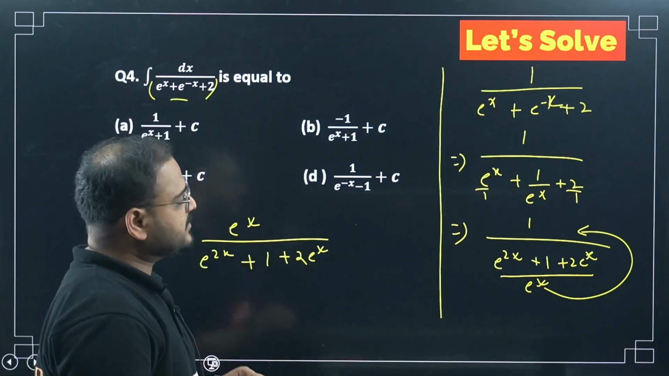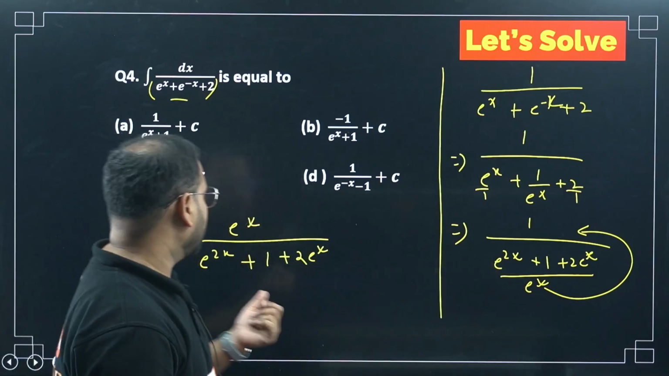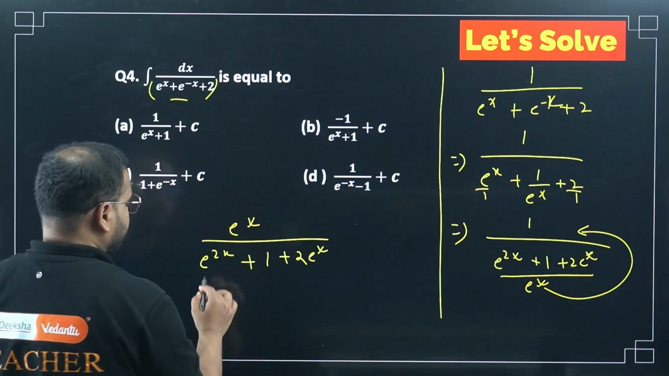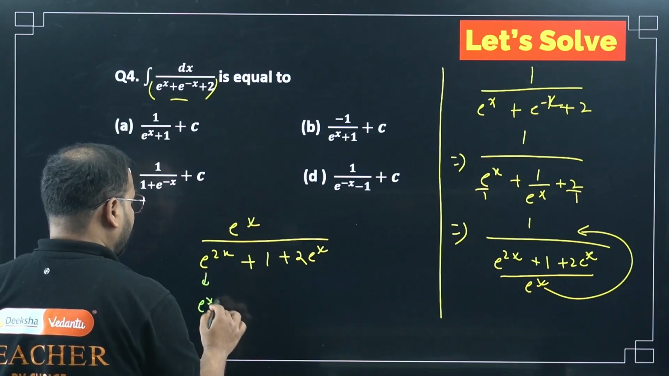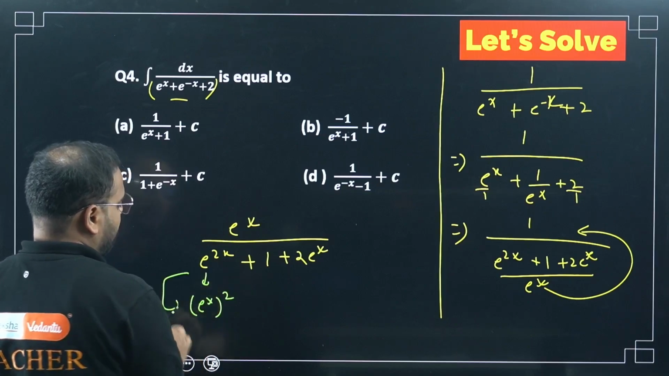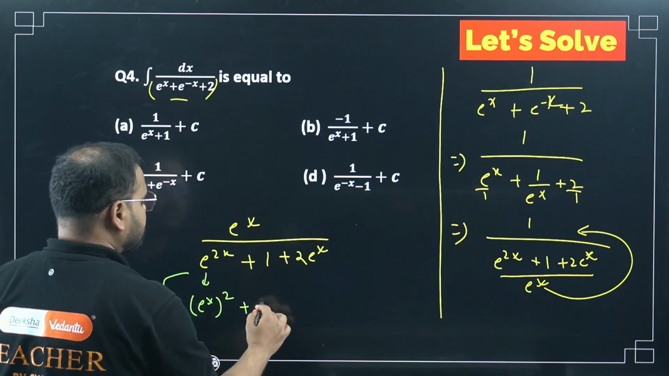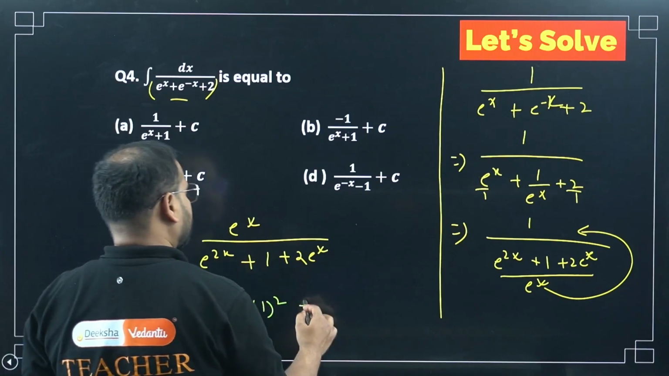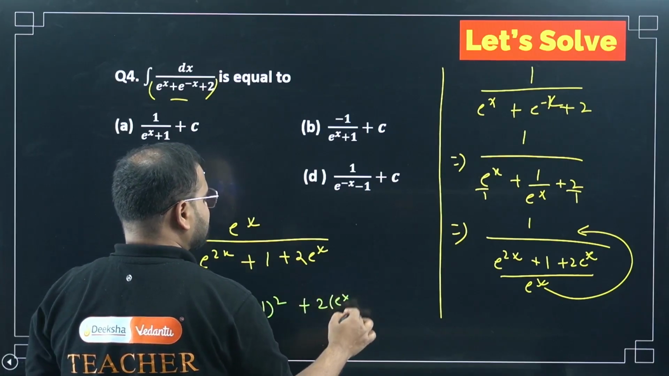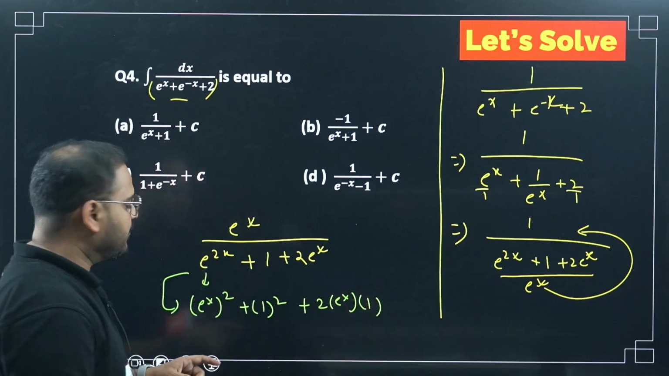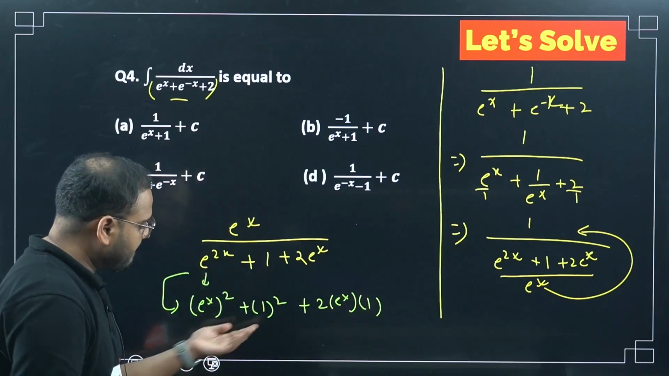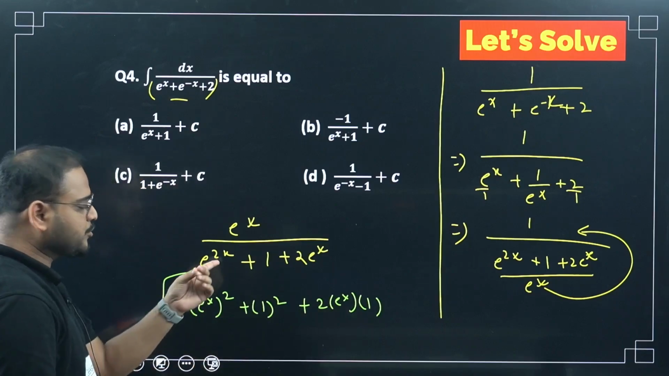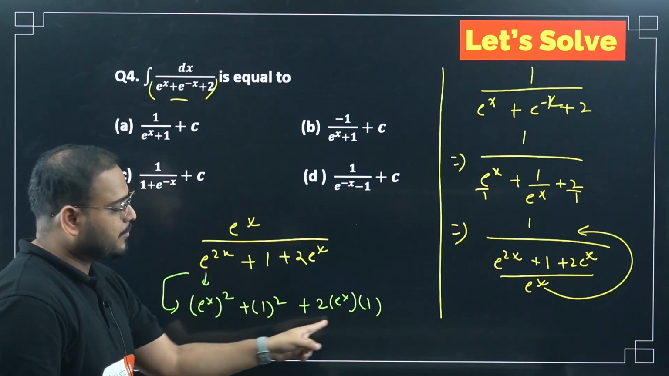Yes or no? Please check. Same thing is there here. Now if you see very closely, check here. This is nothing but e power x the whole square. I am writing this here, and this can be written as 1 the whole square, and this I can write as 2 times e power x times 1. Any formula coming up? Please check. a square plus b square plus 2ab. Here a square, e power x the whole square, is e power 2x, plus b square plus 2ab.